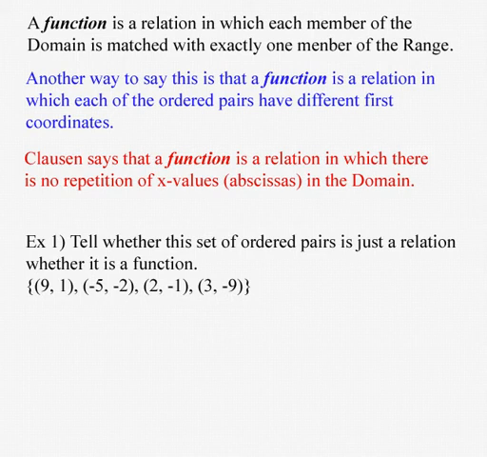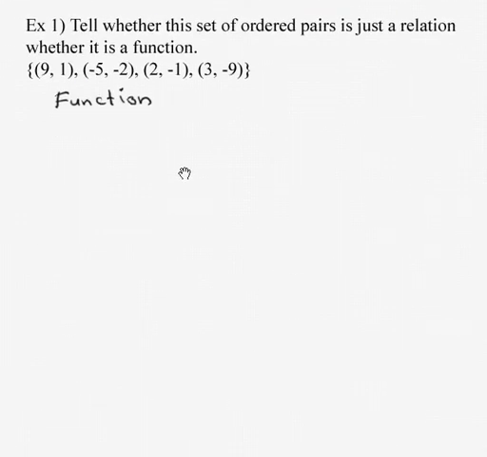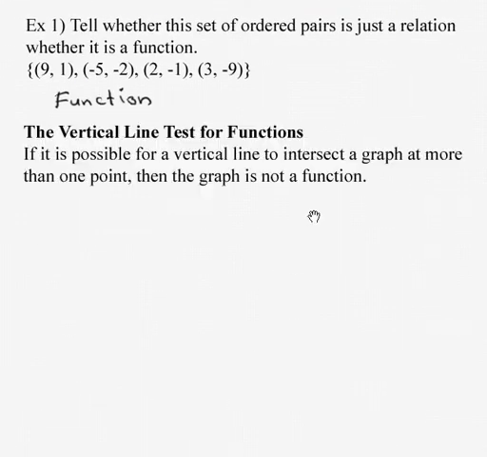So all we want to do is take a look and see if this particular set of ordered pairs is only a relation, or whether it's the stronger term, also a function. So let's compare all the x values. We have 9, -5, 2, 3. And we don't see any repetition of x values. Each x value is different from each other one in each ordered pair. So yes, in that particular case, that is a function.